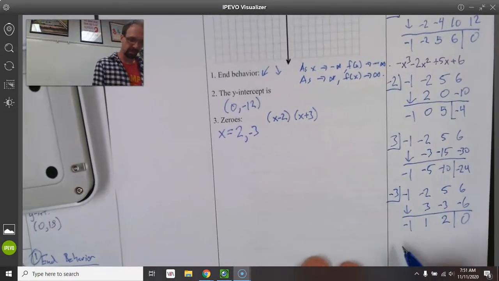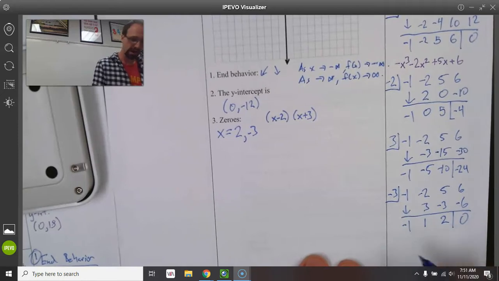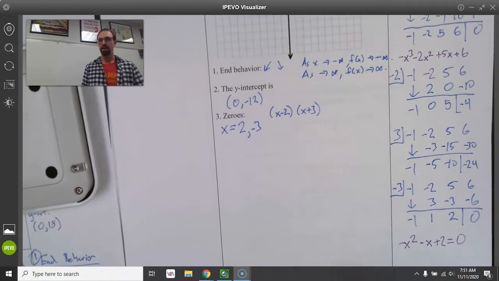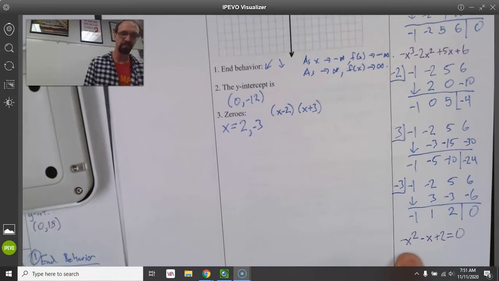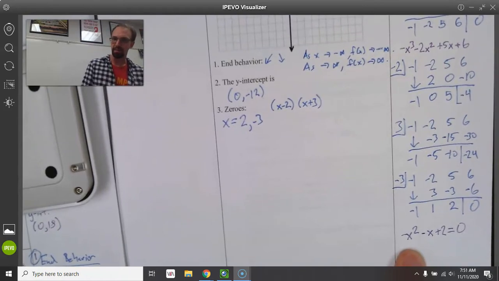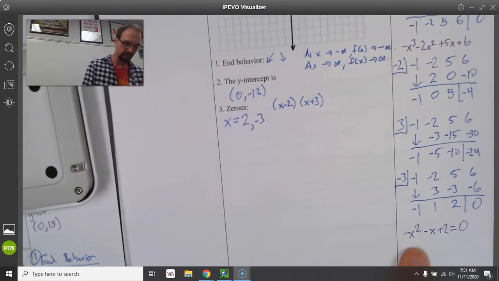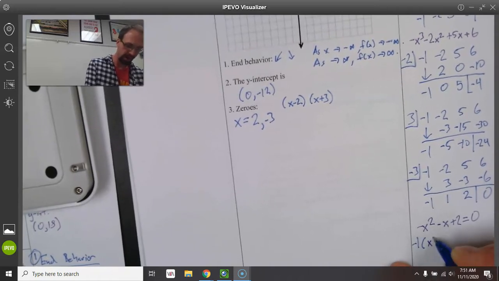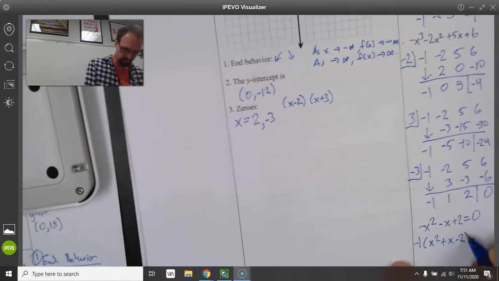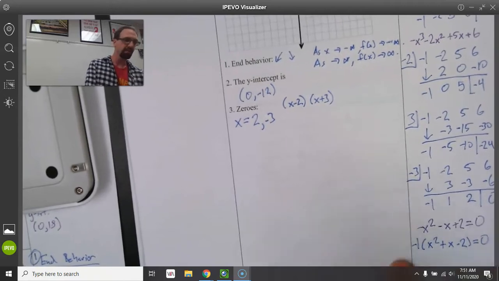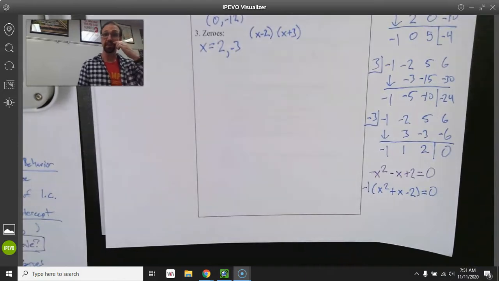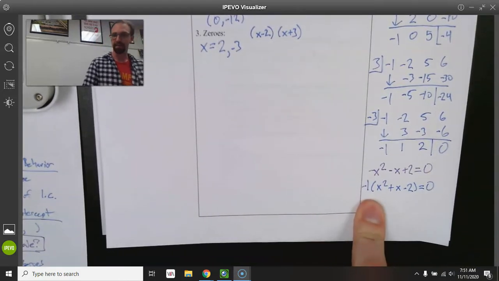Now I'm left with this quadratic. As soon as I get to a quadratic, it's very nice to go through and solve. Minus x plus 2 equals 0. At this point, you could just use the quadratic formula. Because it's a negative, I would factor out a negative 1, which will change the signs, but it won't change the value. Plus x minus 2 equals 0. It won't change the value of what I'm trying to find in terms of the zeros. So just keep that in mind.